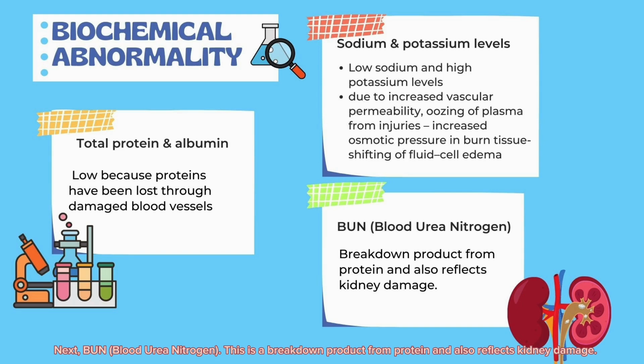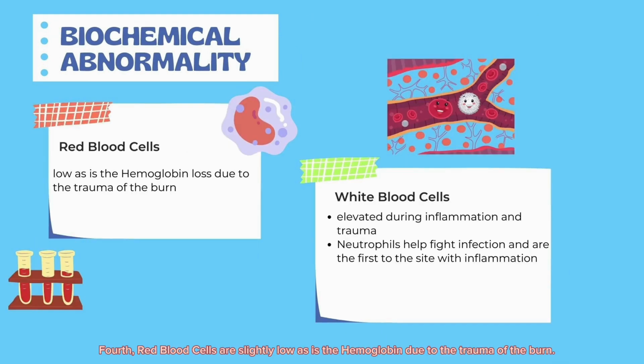Next, blood urea nitrogen. This is the breakdown product from protein and also reflects kidney damage. Fourth, red blood cells are slightly low, as is the hemoglobin, due to the trauma of the burn. And the last one, white blood cells. White cells in the blood are elevated during inflammation and trauma. Neutrophils fight infection and are the first to arrive with inflammation.